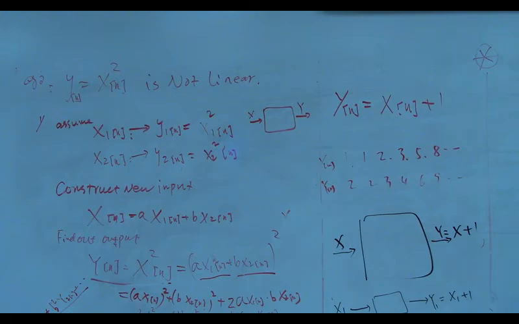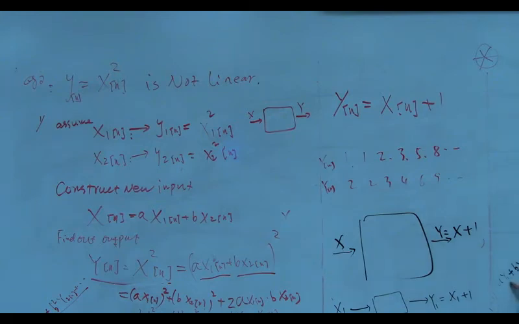Now, once you get this new output, you're going to compare it with something. If these two are equal, then that is linear. If these two are not equal, they are not linear. So the key here is you need to compare this with what? Is everybody clear here? We want to compare your output with something. What is that something? That something is this one times A. So A times Y1, and B times Y2. You add these two together.